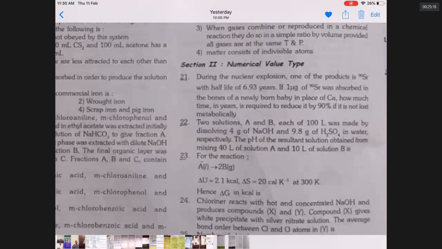Now let us look at H2SO4. How many moles of H2SO4 is there? 9.8 by 98, 0.1 mole, right? Yes, sir. 0.1 moles. Now how many equivalents of H plus are there? Each H2SO4 is giving 2 H plus. So if it is 0.1, H plus ions is equal to 0.1 into 2. That is equal to 0.2. Yes or no? Yes, sir.